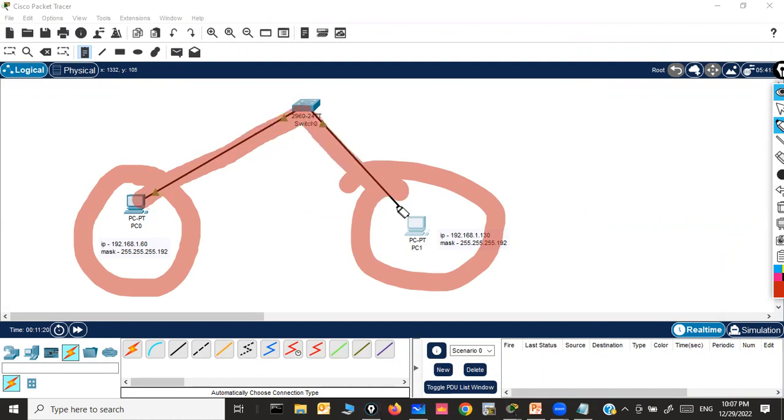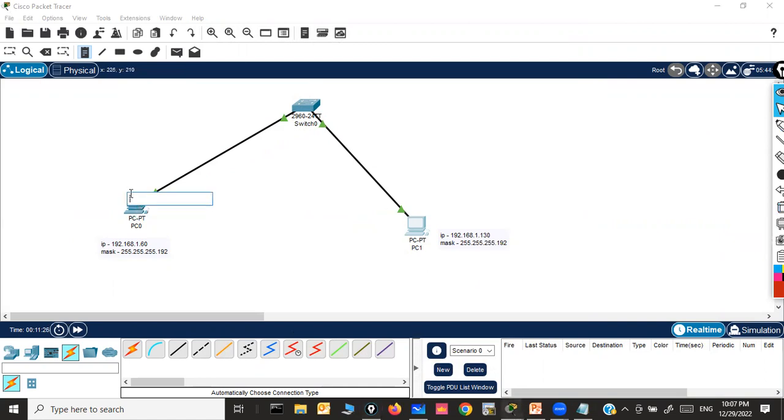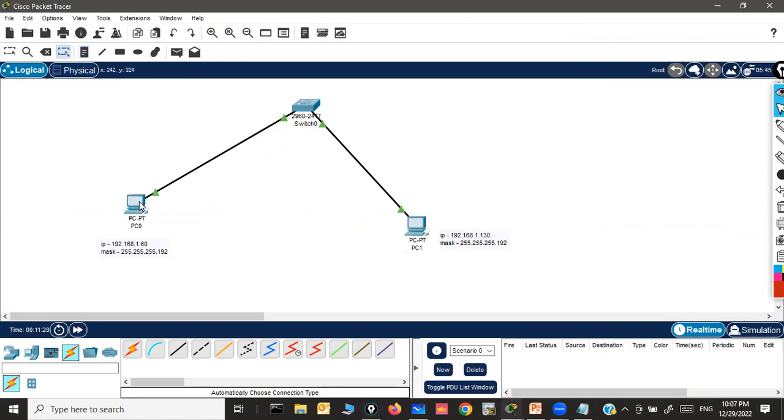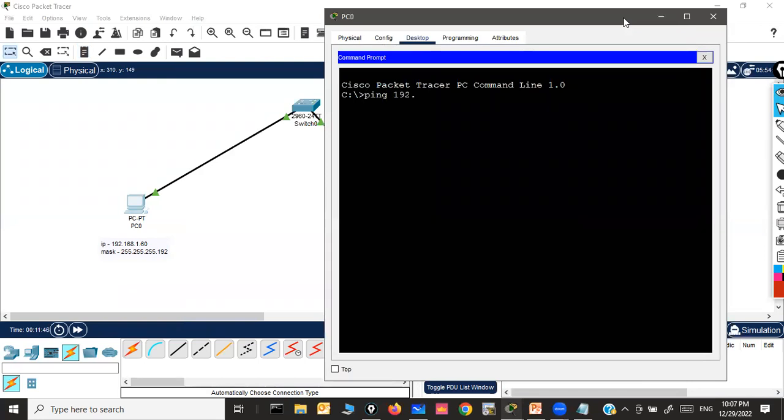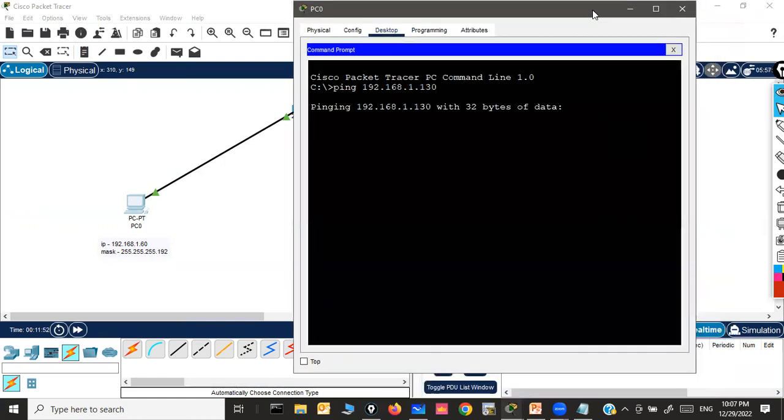So both computers are not in the same network. Physical network, yes, a single physical network, but logically two networks. And how can we verify this? If I double click one of the machines, desktop, command prompt. I'm on PC1 and I'm trying to ping computer 2. Computer 2's IP is 1.130. Enter, and see here, they are not communicating with each other. Why? Because they are not in the same network.